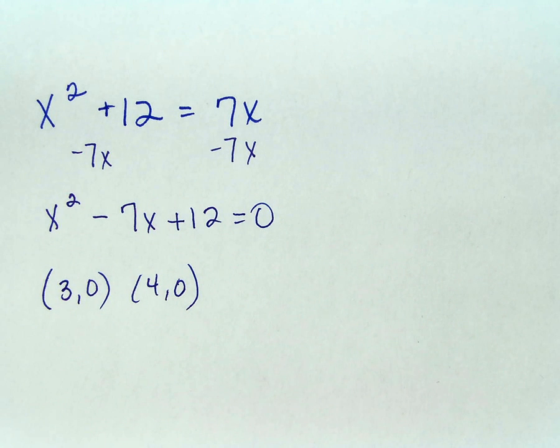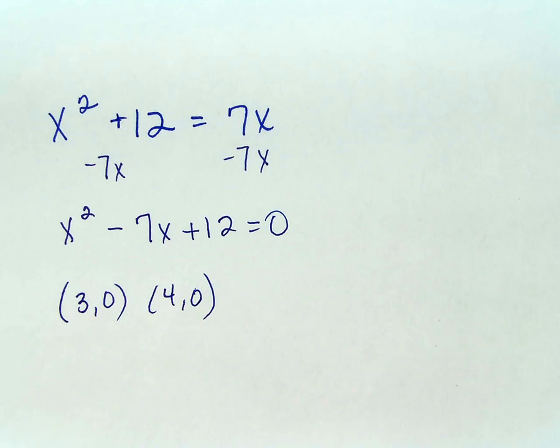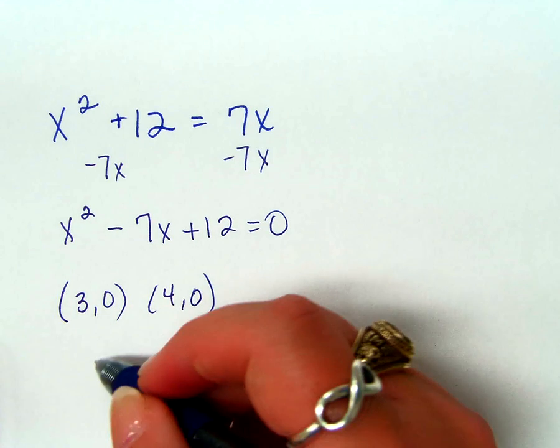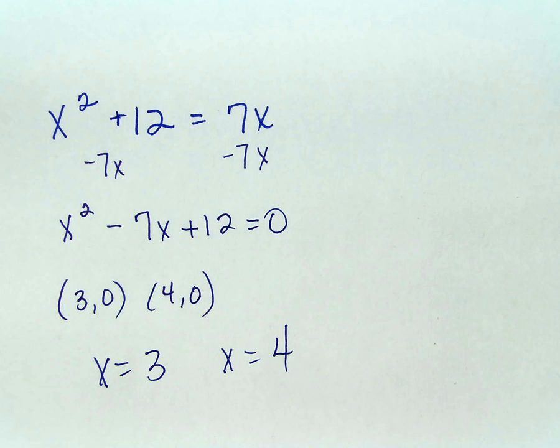I have to rephrase what I just said. I know for sure that my x-intercepts are at 3, 0 and 4, 0. What are my solutions? x equals 3 and x equals 4. Okay. Does that make sense?